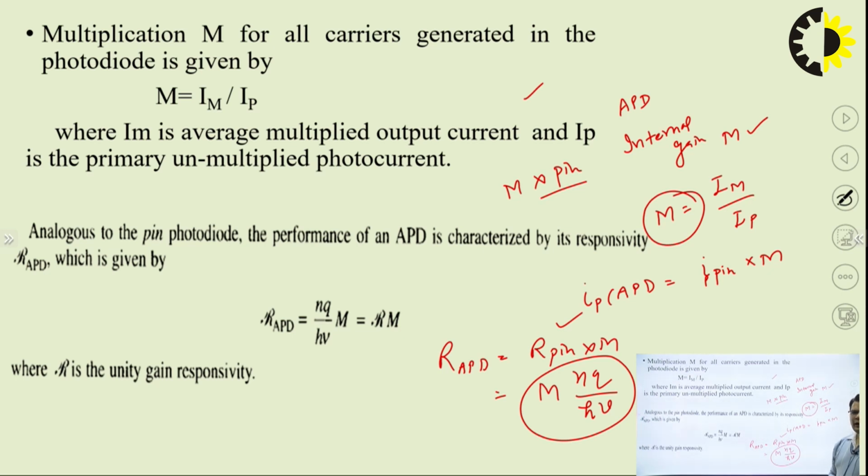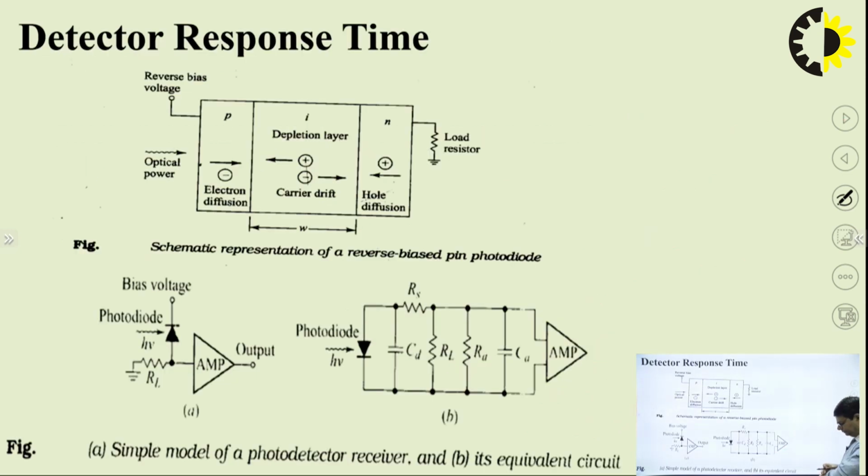So any parameter value we can calculate for the APD corresponding to PIN by simply multiplying with the internal gain M. Next is detector response time. Basically, detector response time gives the speed of the photodiode.